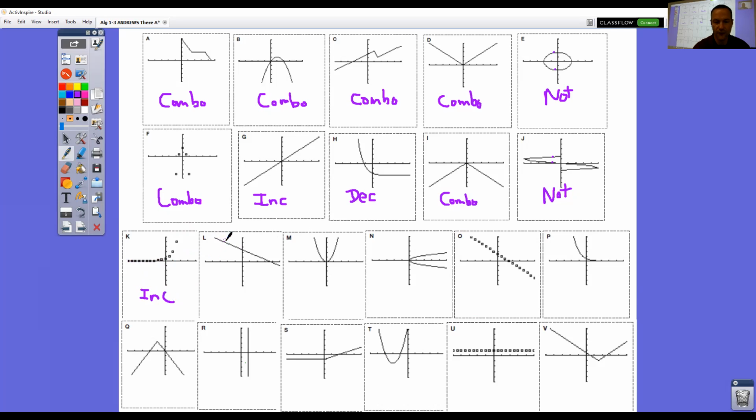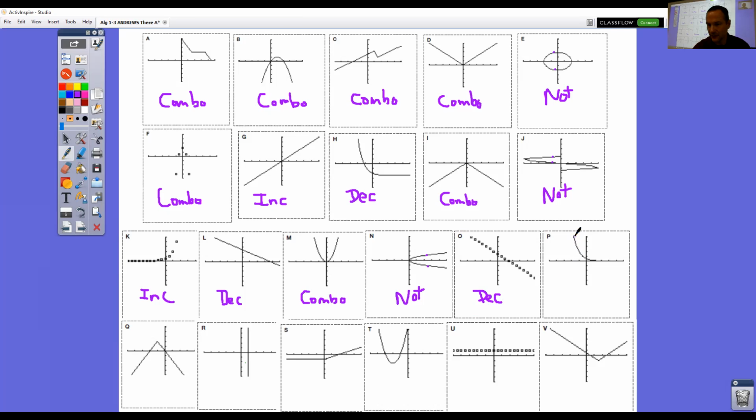Letter L, as we go from left to right, it is going down, down, down, down, down, so that is decreasing only. Letter M goes down and then back up, so that is a combination of increasing and decreasing. Letter N is not a function. There are 2 dots right directly above each other, so that's not a function. Letter O, as we go from left to right, just like we read a sentence, we're going down, down, down, so that is decreasing.